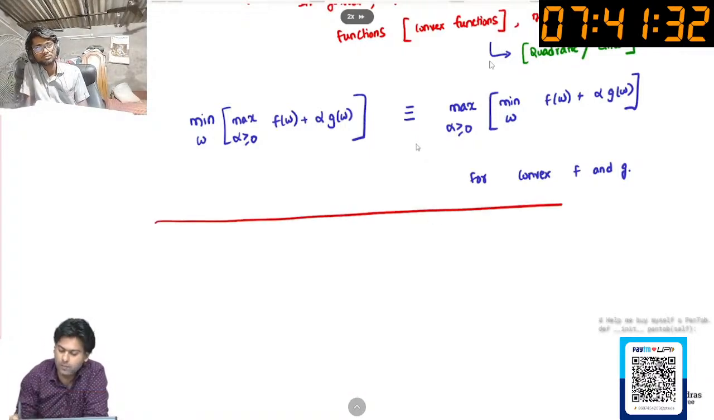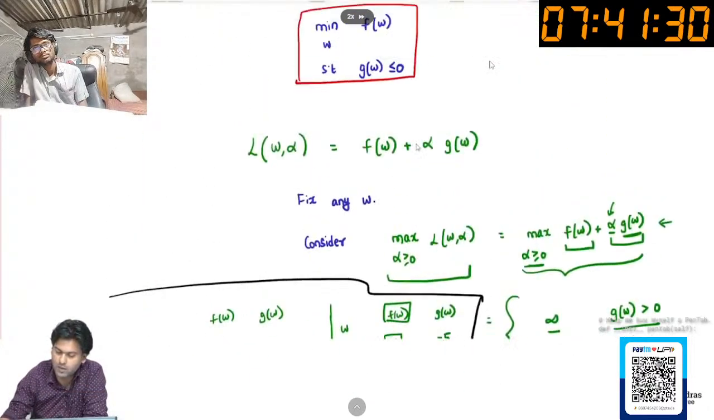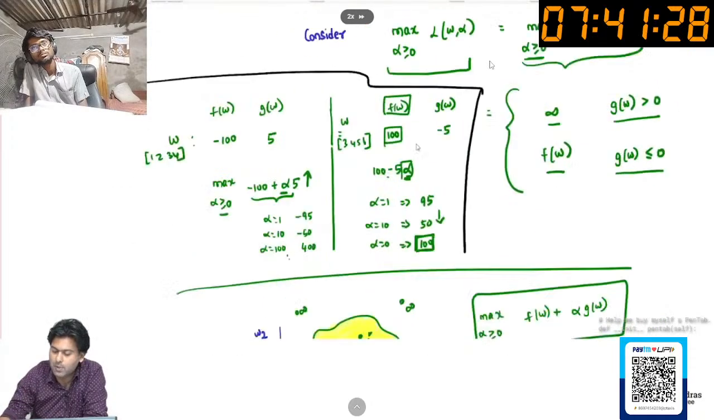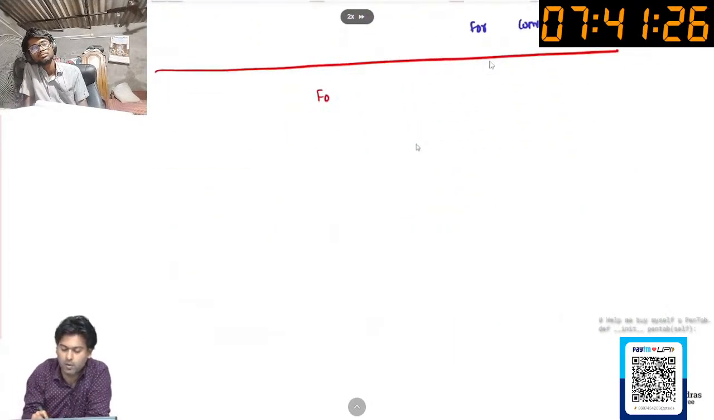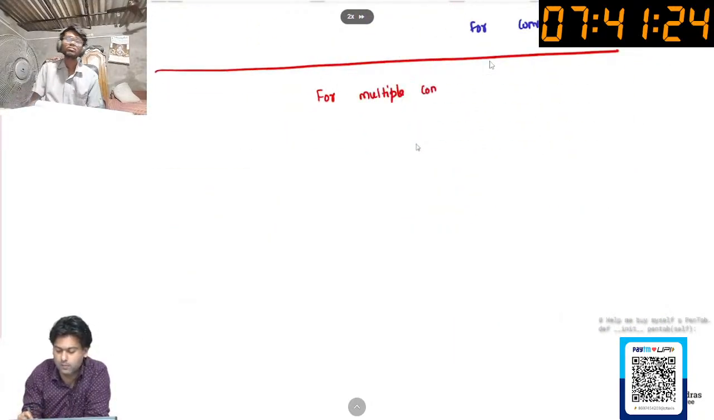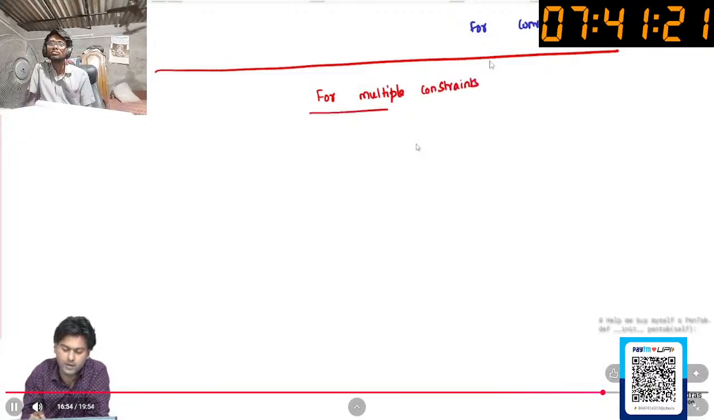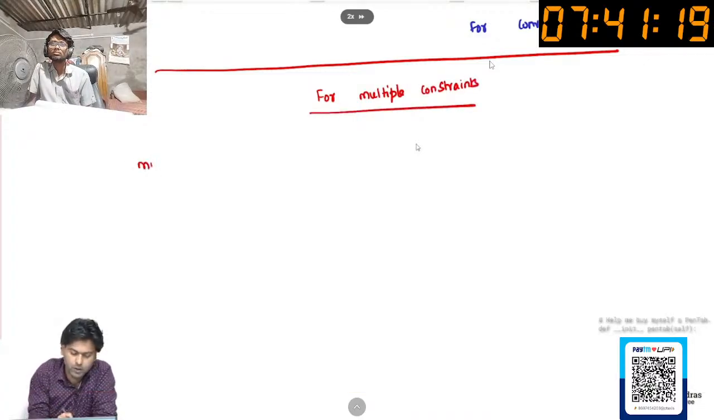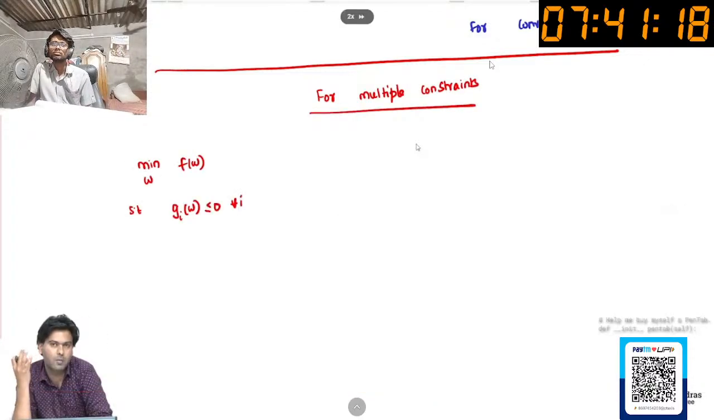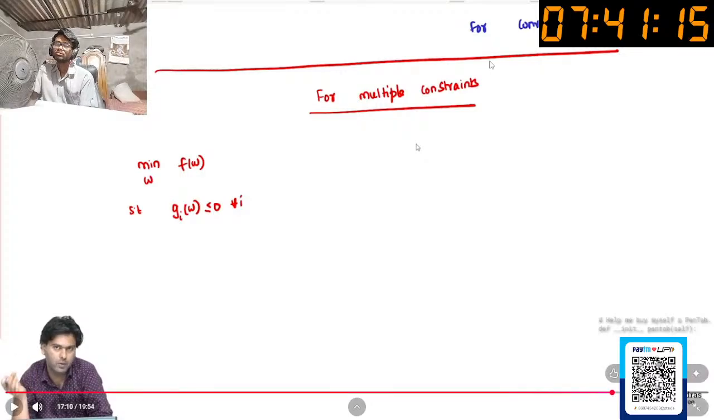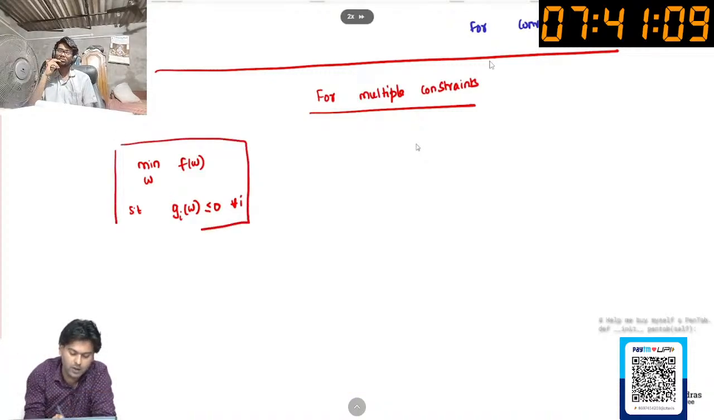Now, the original problem that we started looking at just had one constraint, but very similar ideas carry over for multiple constraints also. For multiple constraints, the same kind of ideas hold true. Let's say you wanted to solve min over w of f of w, subject to g1 of w, g2 of w, and so on till gk of w, whatever k this might be. So you have k different constraints, and you have this problem that you want to solve.